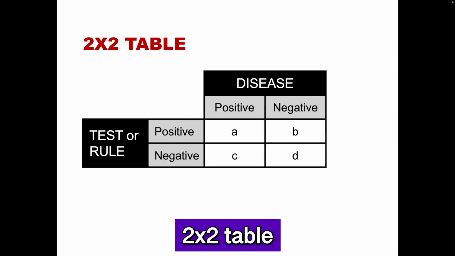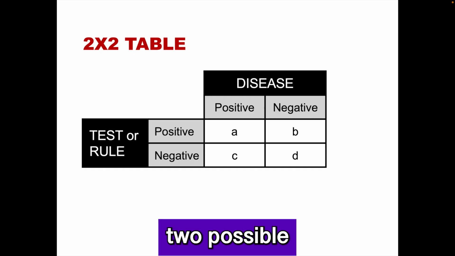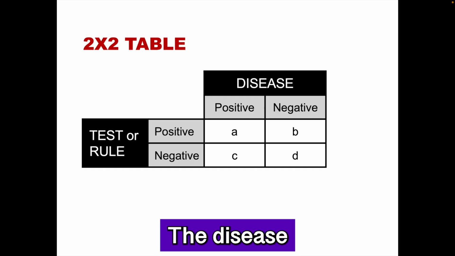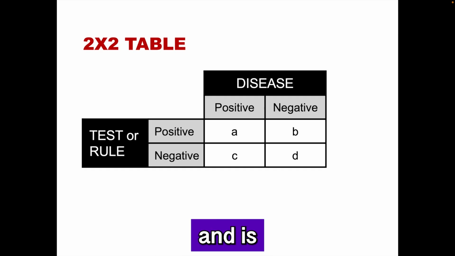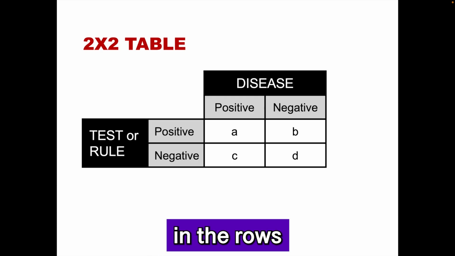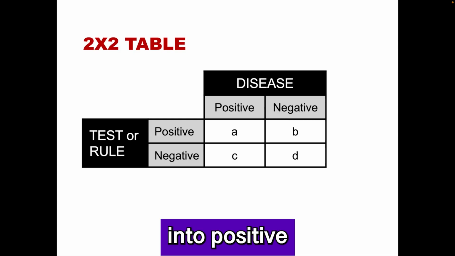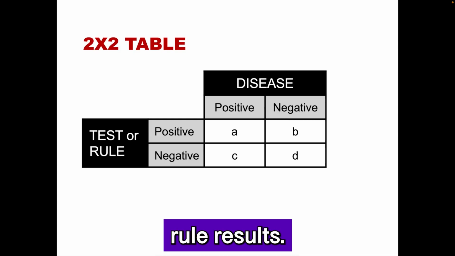This is a standard 2x2 table that is used to calculate the test characteristics of a diagnostic test or clinical decision rule that has only two possible results. The disease goes on the top in the columns and is divided into those with disease and those without disease. The results of the diagnostic test or the clinical decision rule go on the side in the rows and is divided into positive and negative test or rule results.